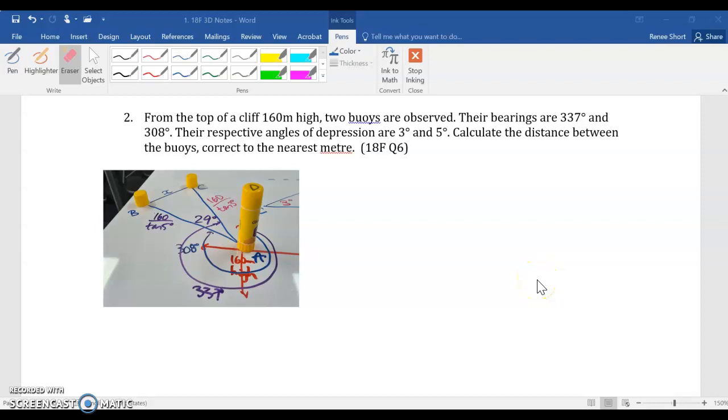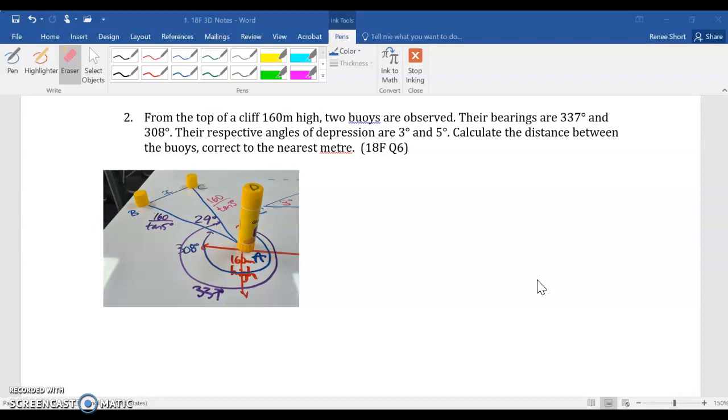Okay, the second question that we have here is a little bit trickier, and I have included a photograph of a 3D version of this that I'll explain as we go through the problem. So it says here that from the top of a cliff 160 meters high, two buoys are observed. They're off floating in some water, and their bearings are 337 degrees and 308 degrees. Their respective angles of depression are 3 degrees and 5 degrees. And it wants us to calculate the distance between the buoys correct to the nearest metre.